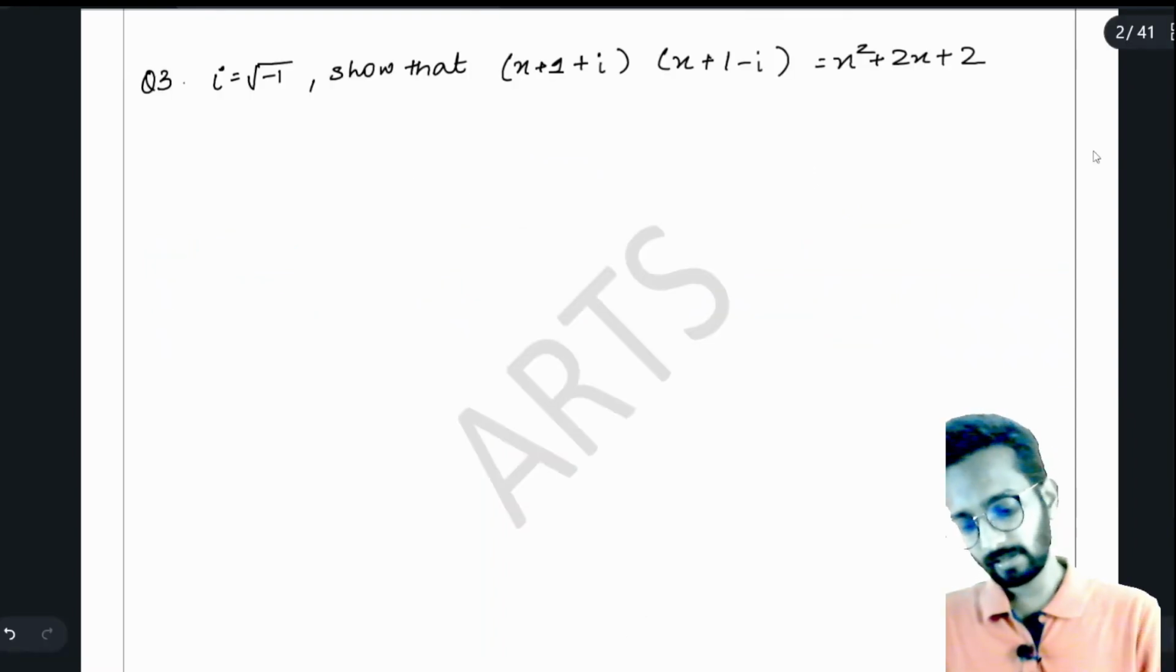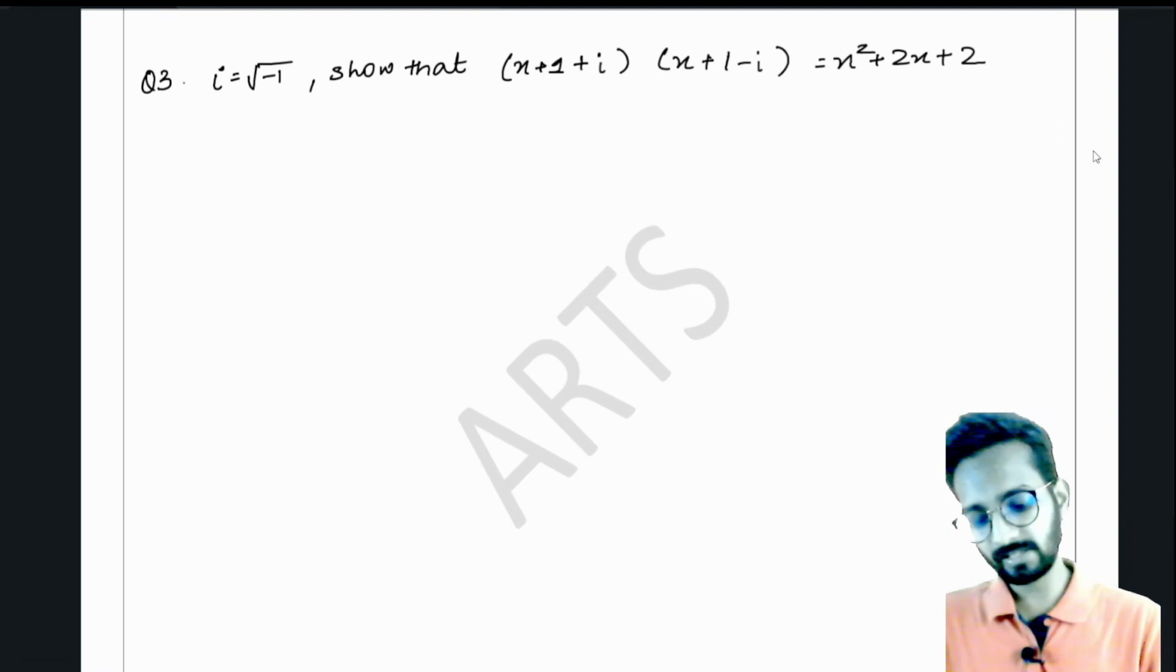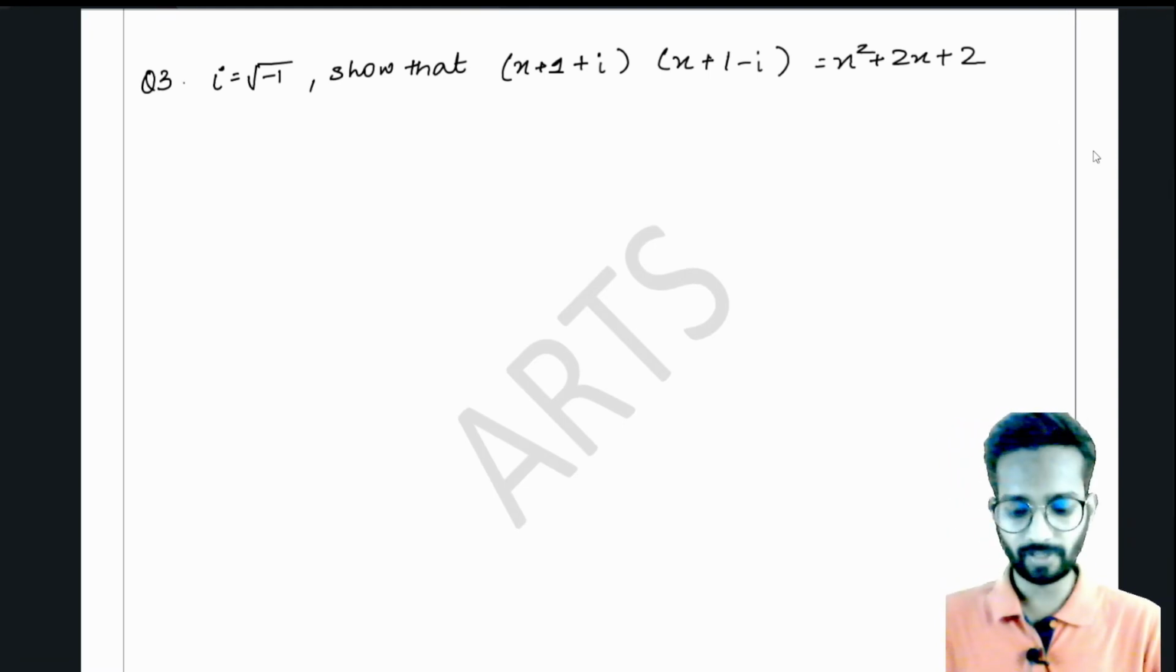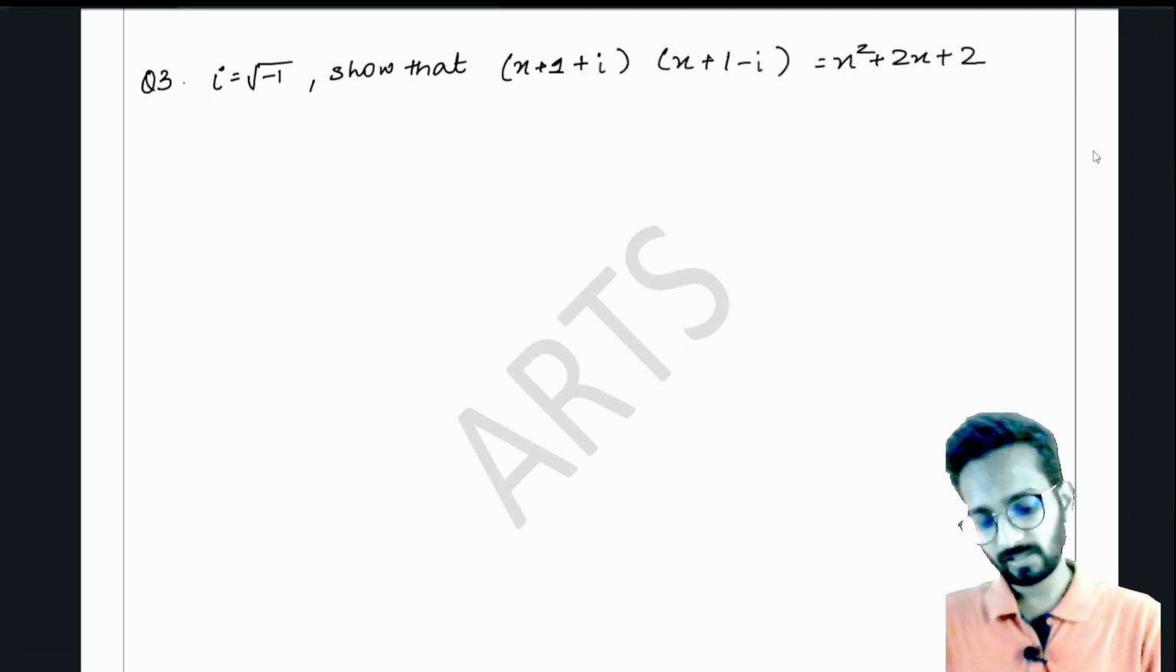Now, in question number 3, it is given i is equal to root of negative 1. This we already know. Show that x plus 1 plus i and x plus 1 minus i is equal to x square plus 2x plus 2. This we have to prove. Remember, this we already know, see, it becomes very easy.